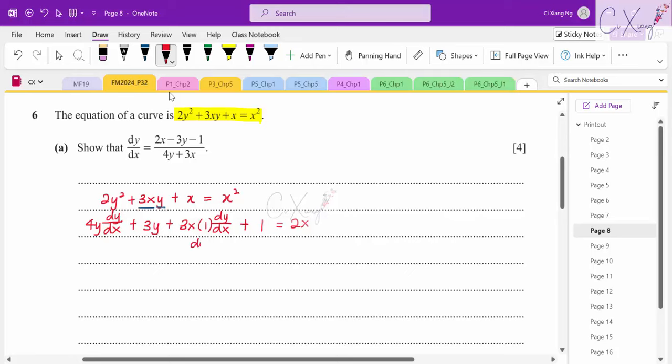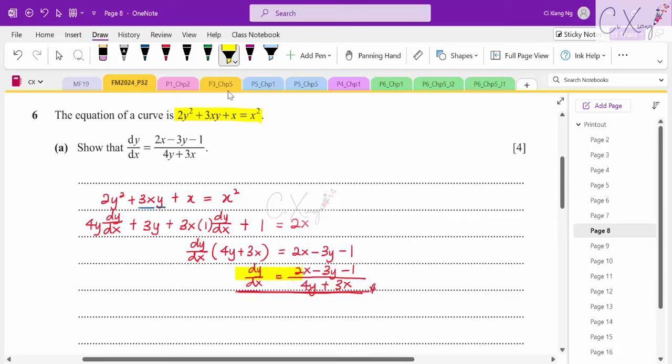So next step, try to factorize out the term that involves dy dx. After that, I bring the other things over, becoming minus. So I'm having minus 3y here and minus 1 here. Then very easily, if you rephrase everything, you can see that we successfully get the term for dy dx, as shown in the question, right? So this is what we have for dy dx for question number 6a.